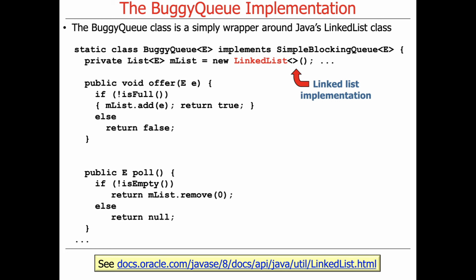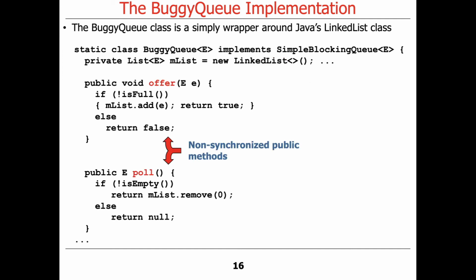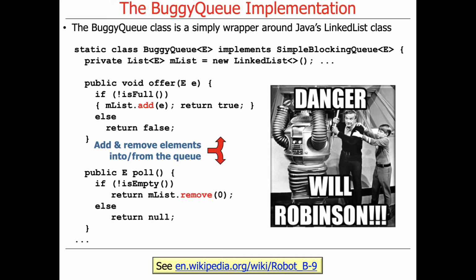A simple linked list, as you are most likely aware, has no inherent synchronization, which means it's not designed to be used in a multi-threaded program where you have multiple threads adding things and removing things from it. Here are the implementations of offer and poll. These are non-synchronized, meaning that there's no locking involved. And you can see what they do. The offer method says if the queue is not full, add something to the queue and return true, otherwise return false. And poll says if the queue is not empty, remove the first element, otherwise return null. So those are the two implementations.